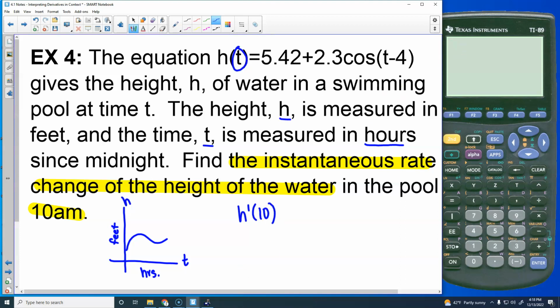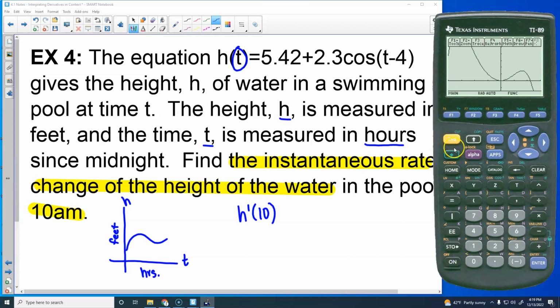So if we're finding h prime of 10, and this is calculator active, I go to y equals and enter this: 5.42 plus 2.3 times cosine of, I'm going to use an x minus 4 here. So I've entered my function. If I go back to my main screen and clear it, you don't have to clear everything out, I just like to so it looks prettier. So we want to take the derivative and we want to plug in 10.